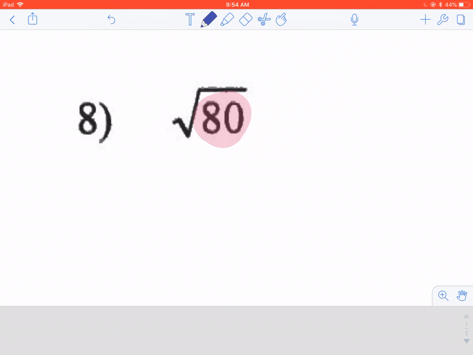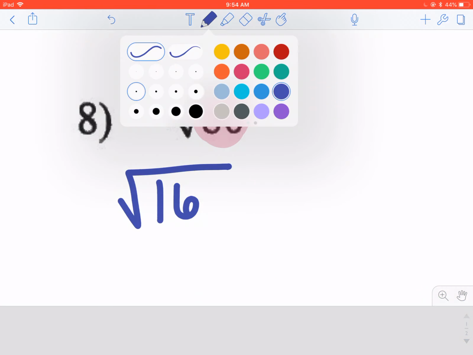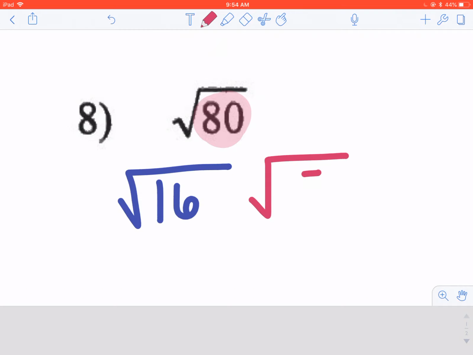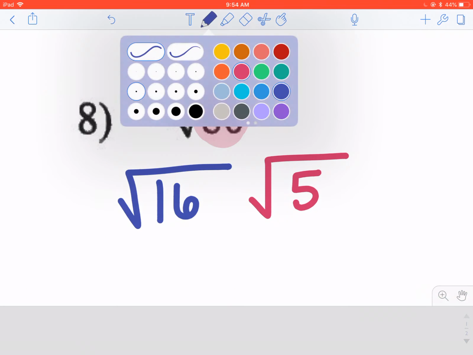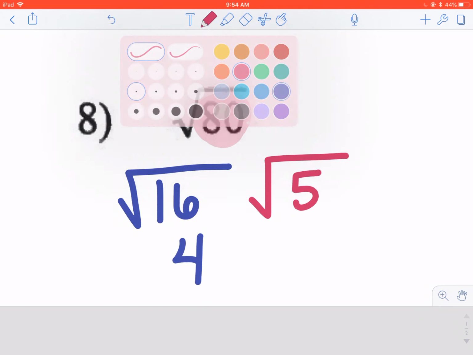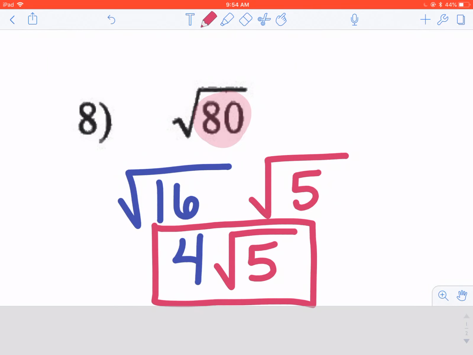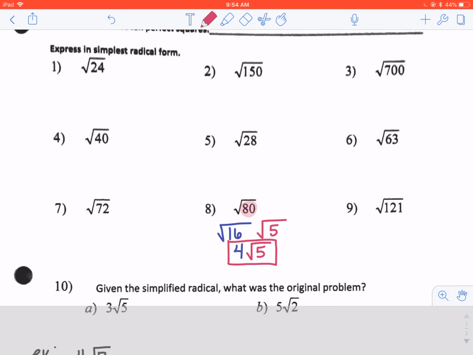So we're going to break 80 up into radical 16 times radical 5, because 80 divided by 16 is 5. Now, I wanted to keep my color coding. My non-perfect square is red. I can take the square root of 16. It is 4. And I just keep my radical 5. So that's the practice you're going to do for 7 of those other problems. One of them is a perfect square.